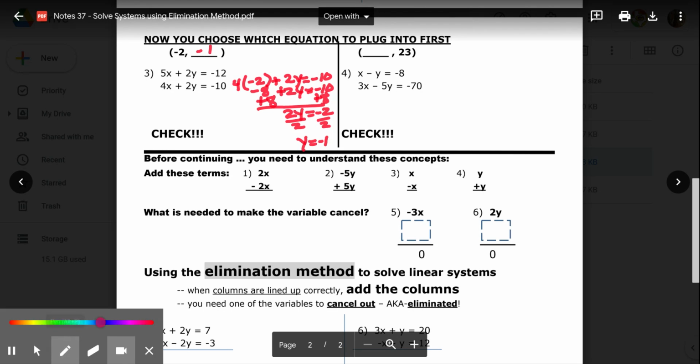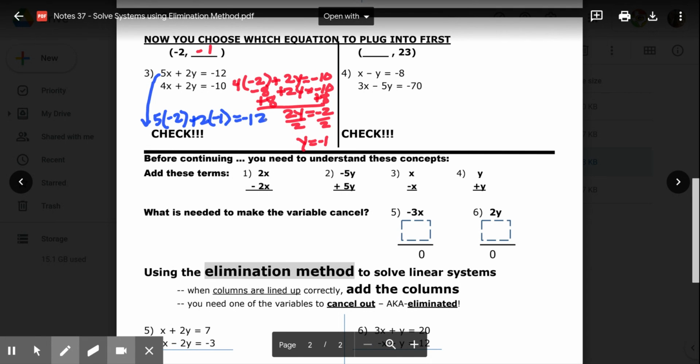Then I'm going to check it. So since I have a little more room above the word check, I'll use the top equation since I just used the bottom equation. So I have 5 times negative 2 plus 2 times negative 1. We'll see if that gives us negative 12. So negative 10 minus 2 does give us negative 12.